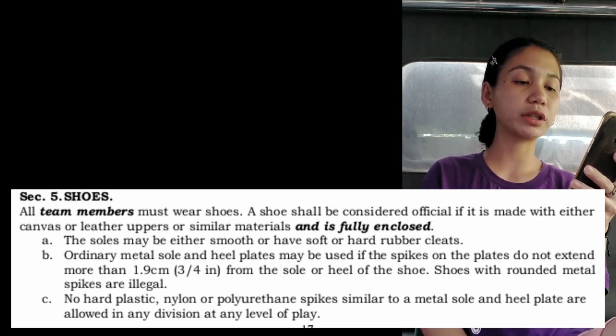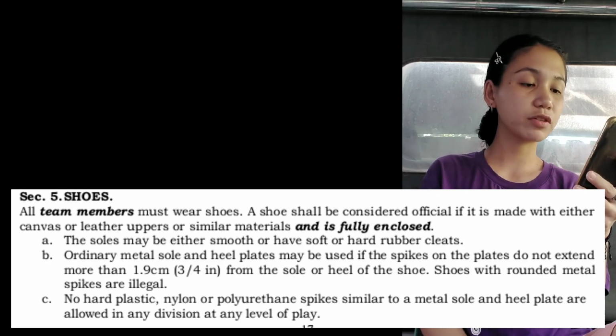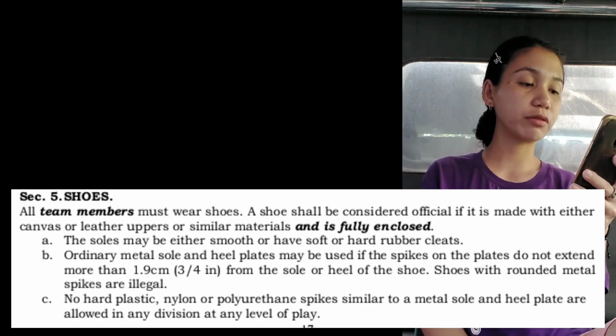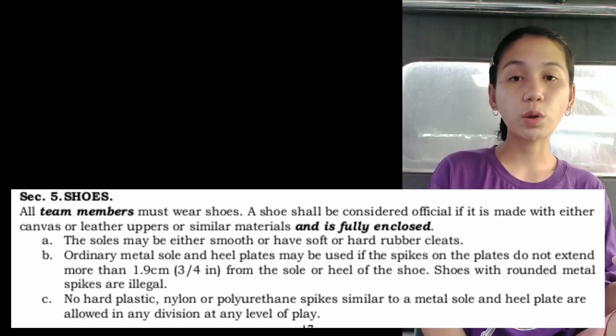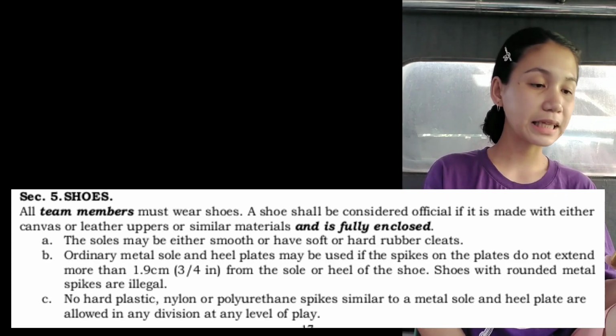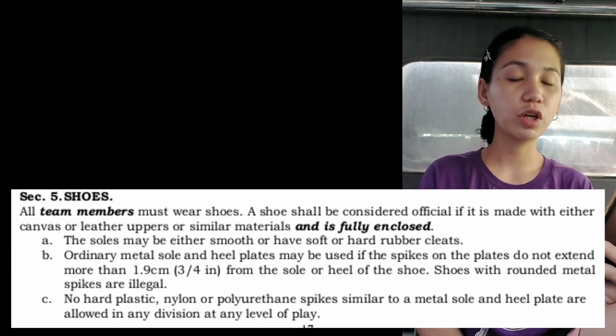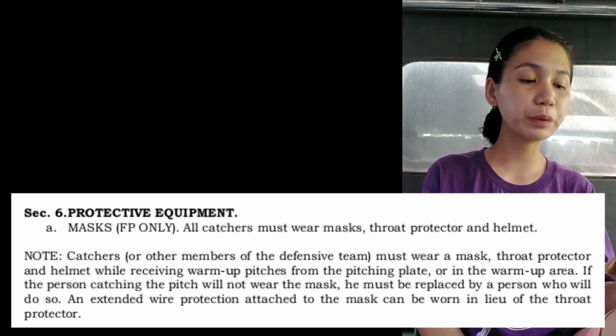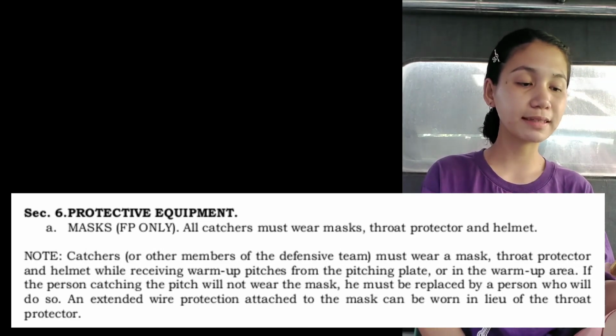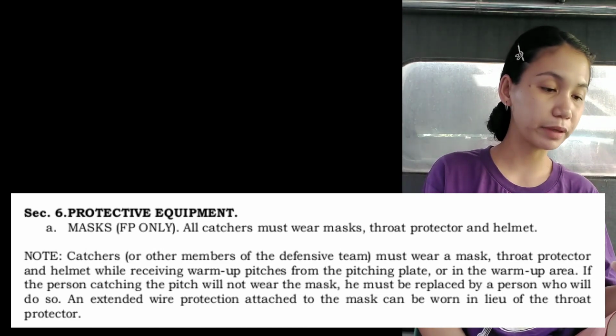1.9 cm or 3/4 inches from the sole or heel of the shoe. Shoes with rounded metal spikes are illegal. So that is rule number 3, section 5, the shoes. So let's move on to rule number 3, section 6, protective equipment.